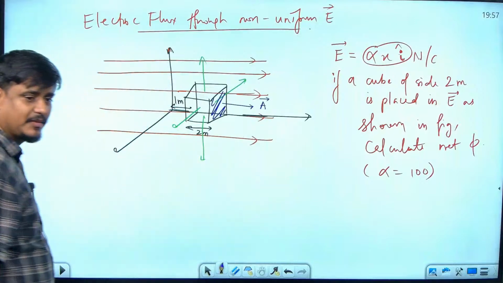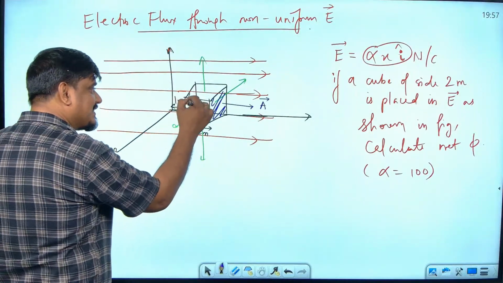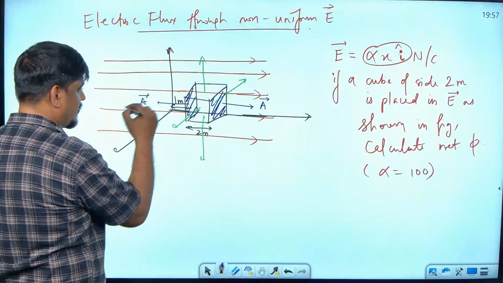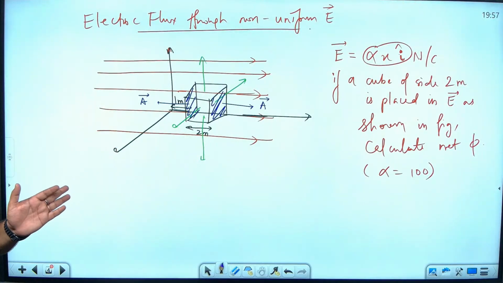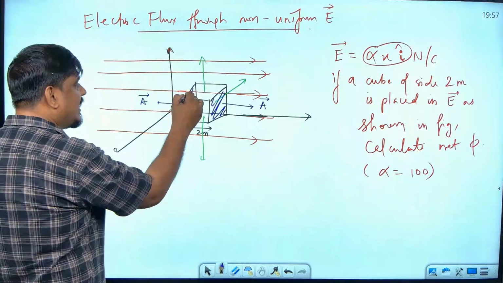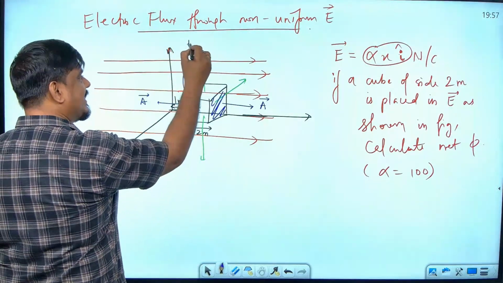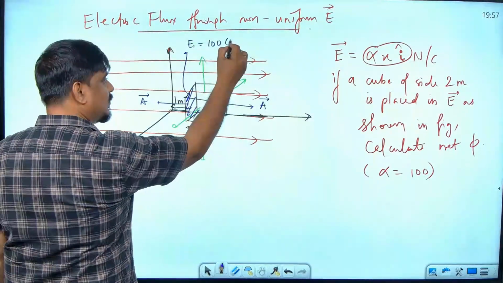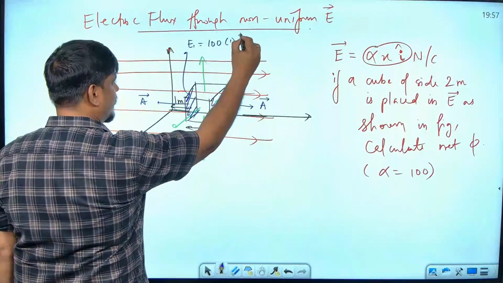Do you agree? And the opposite face is going to have area vector in this direction. That's correct. They are opposite. But whether electric field is same at both points? No. Here the electric field value, I am writing it as E1. E1 is equal to alpha, which is 100, x is 1, I cap.